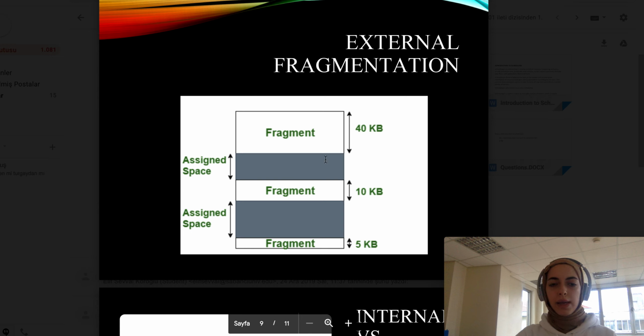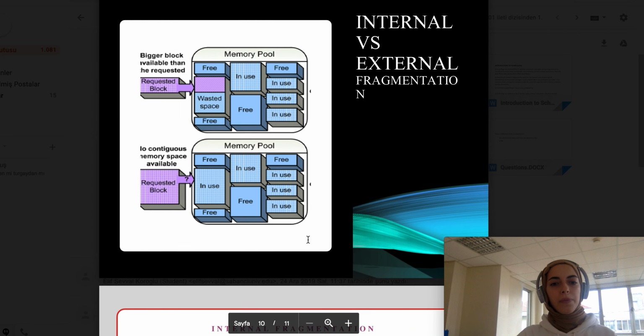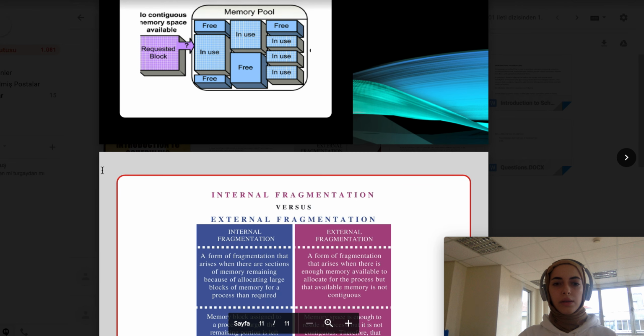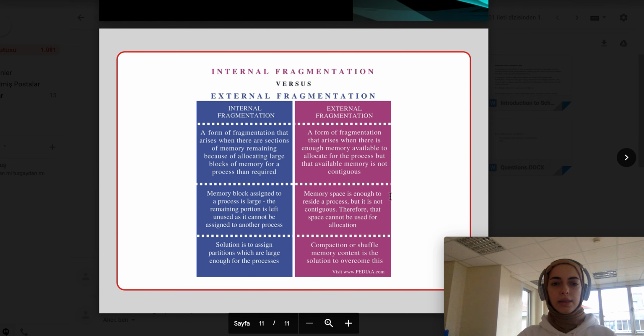These gray parts are the assigned space for this program, and the small parts might carry a process, but since they're divided into small places, small memory slices, these are not going to be enough to hold a process, so this memory is wasted here. Here you can see in this image internal versus external fragmentation. We will talk about them here in detail.